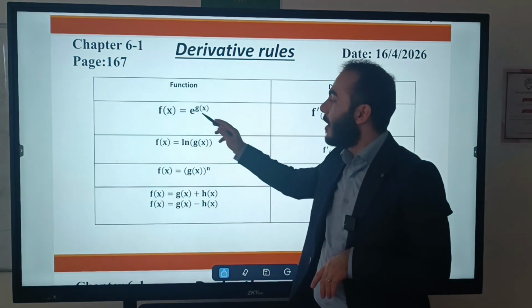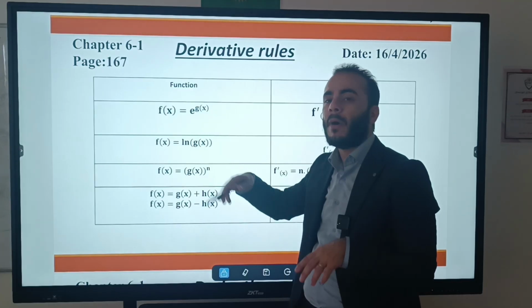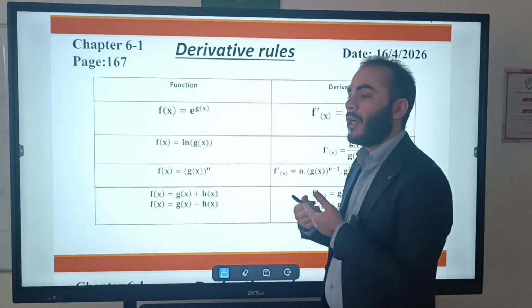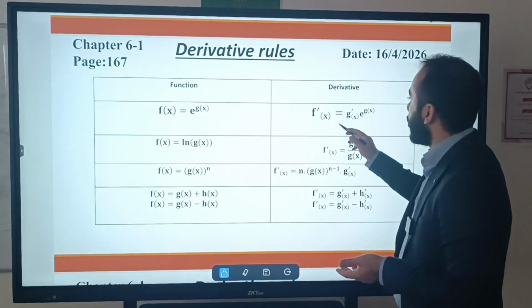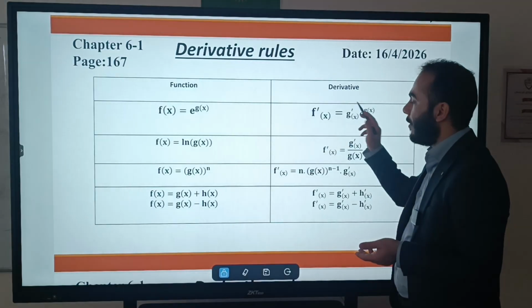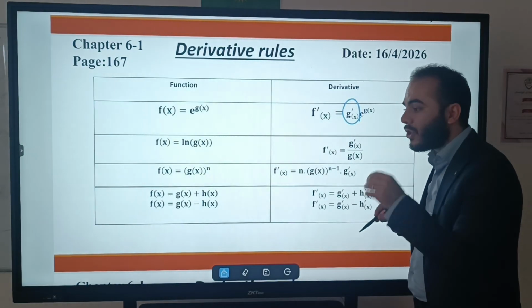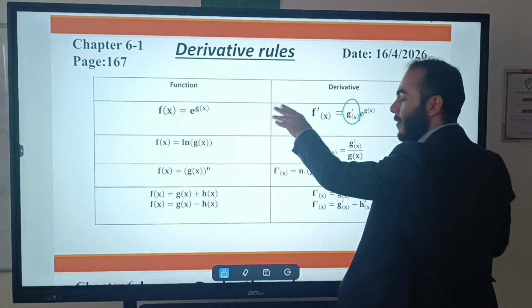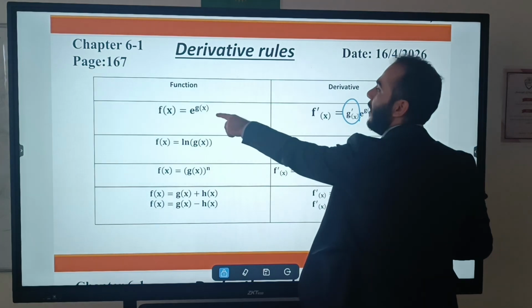Now the question is, what if we have a function f of x equals e powered by something, like g of x. This g of x is a general term that can be any kind of function. In that case, the derivative would be: take the derivative of the power, always the derivative of the power. Whatever is in the power, take the derivative of it and multiply by the same function of e.